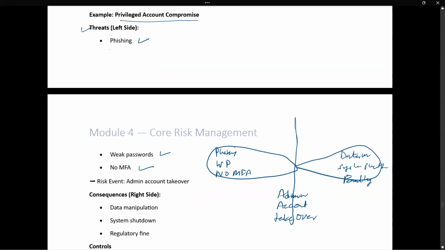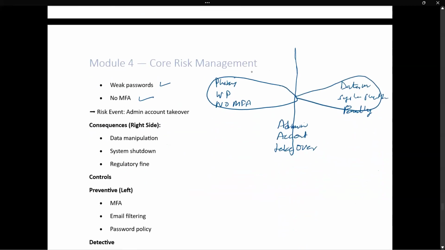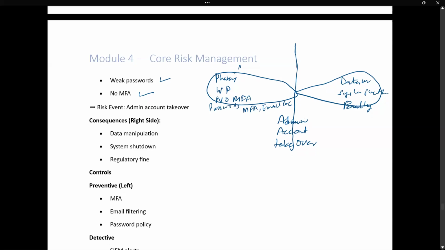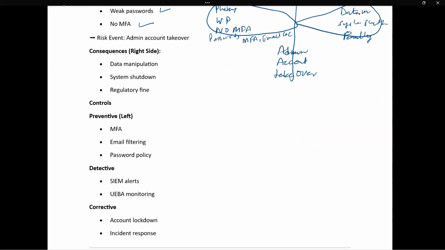Now what could be the controls? You can have MFA, you can have email security, you can have password policy. Detective would always come on the right side, so always look at it in that way. Preventive means before the event. Detective means after the event. So detective would come on the right side.